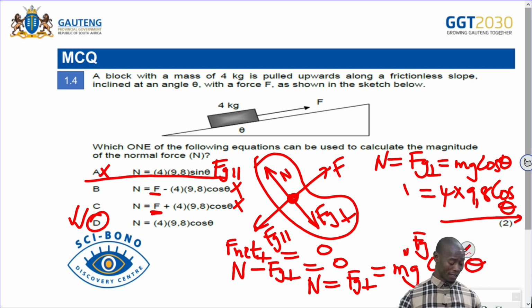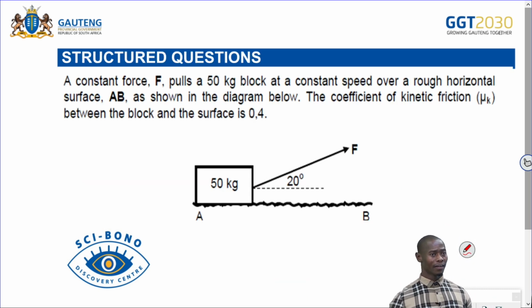So you must know your maths when it comes to this, because the mg sine theta, mg cos theta is not there on your formula sheet, right? So it's your maths that is going to give you that, okay? Then, right, we are done with that.